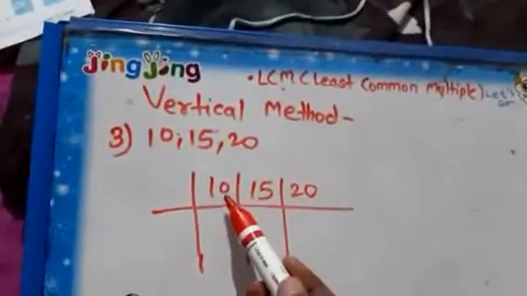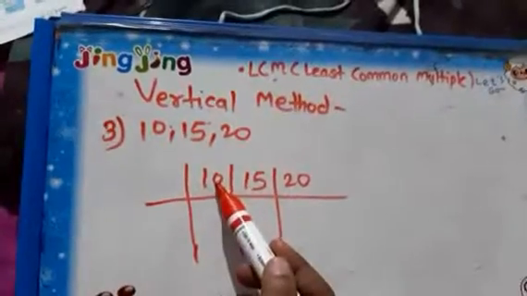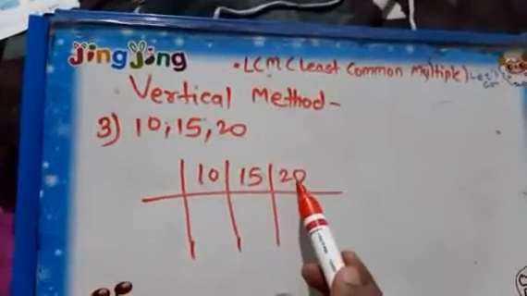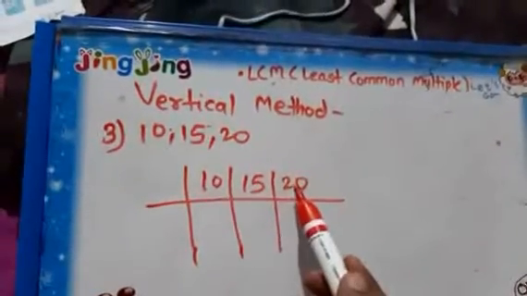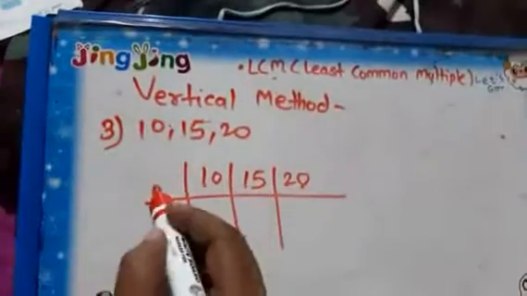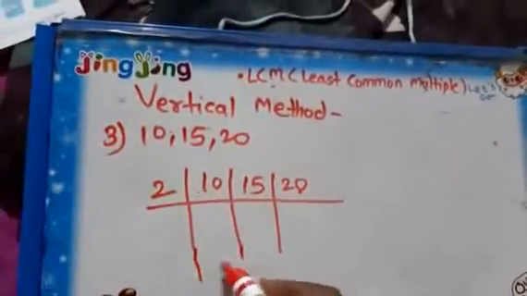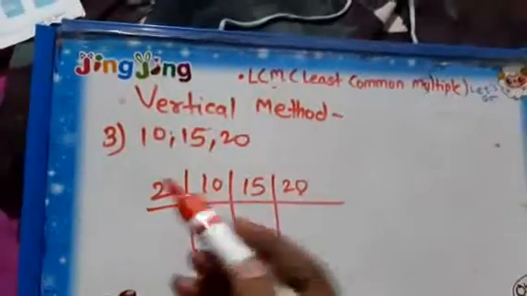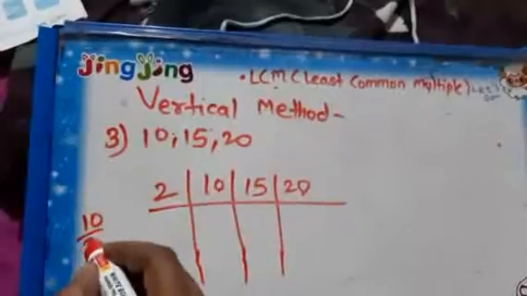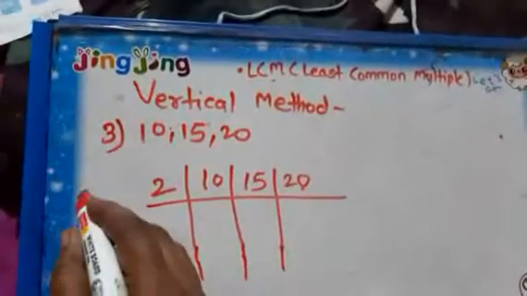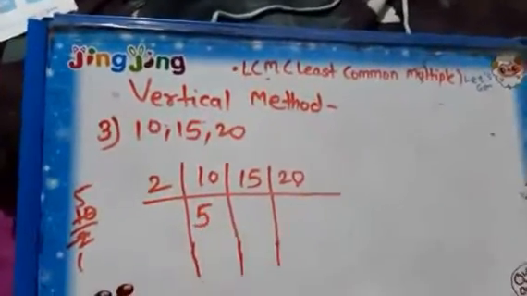Start with 2. Can we start? Here is 0, here is 0. So for these two numbers, if we take 2, what will be the answers? Below 10, what should be written? 10 divided by 2, it will be 5. So here will be 5.